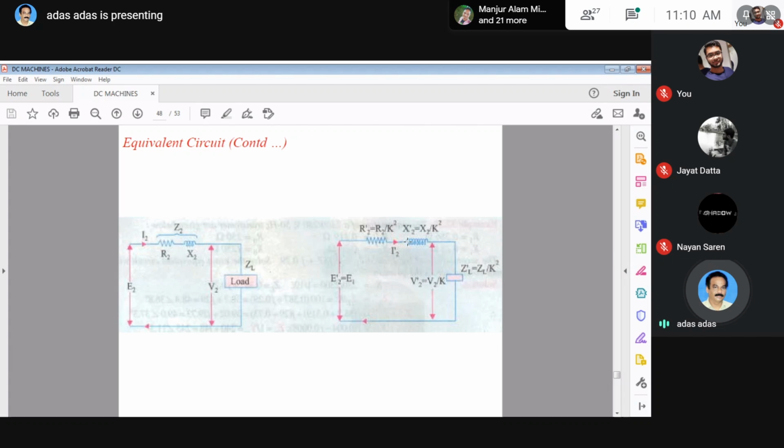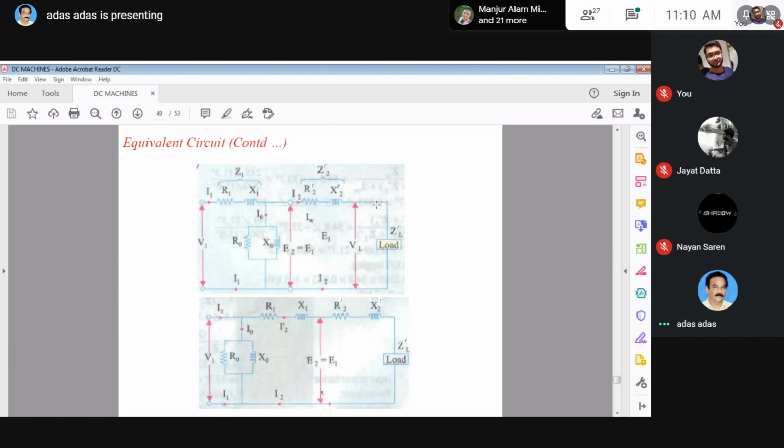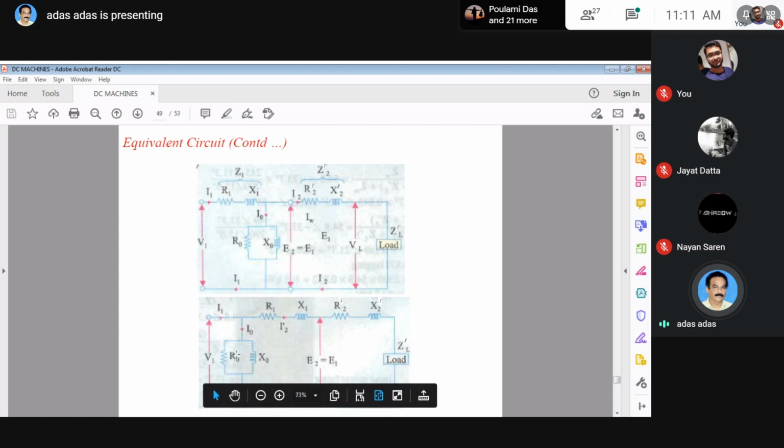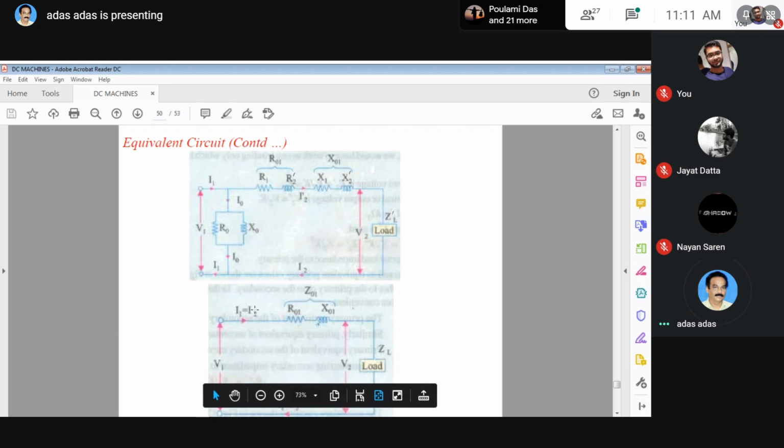Since both voltages are the same, we get this circuit where these two points and these two points are connected. This gives the exact equivalent circuit. For the sake of simplicity, we can transfer these portions here, and then it becomes the approximate equivalent circuit. And this is the more approximate equivalent circuit, where the exciting current is there.